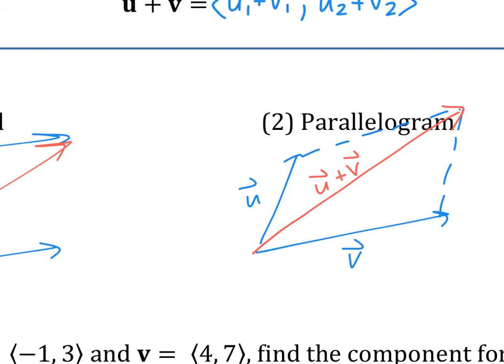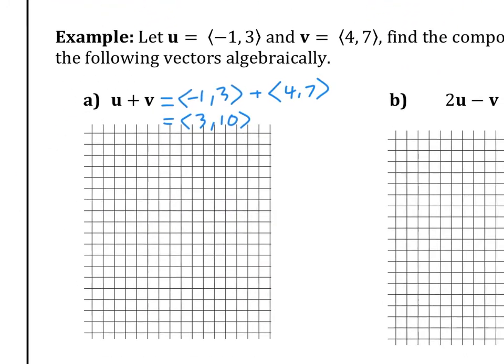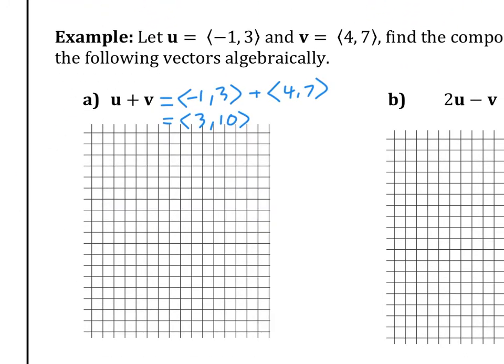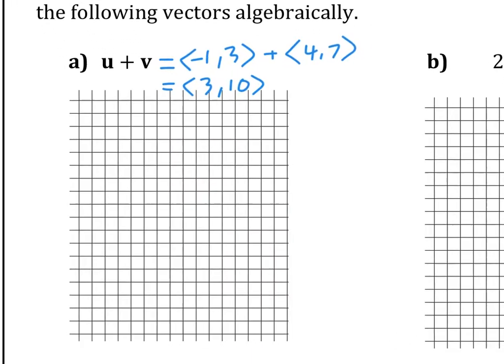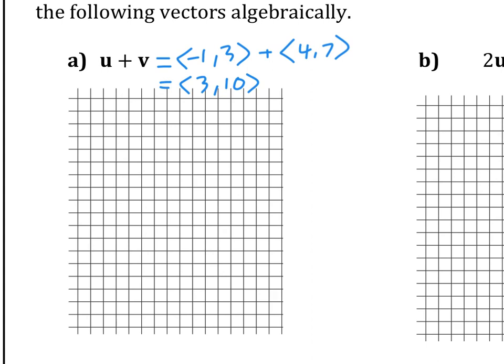Okay, we're going to do an actual practice. So this one down here. We're adding u plus v. We know the answer is 310. We just need to verify graphically it will be 310. So I'm going to draw some axis here. I'm going to draw a little low because if it's 310, then it's quite long. Okay, first I'm going to draw my u vector. U vector is -1, 3. V vector is 4, 7.